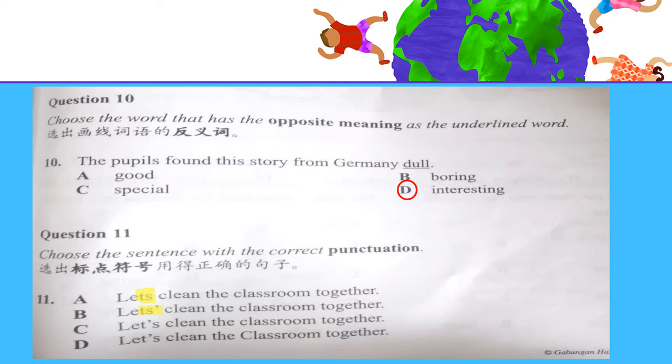Okay, let's look at C. Let's clean the classroom together. No problem, right? How about D? The problem is this one. The classroom is task here. So the answer here should be C. Okay, next.